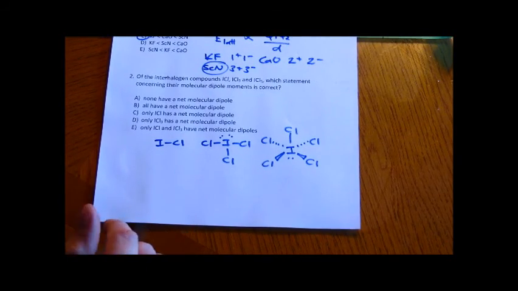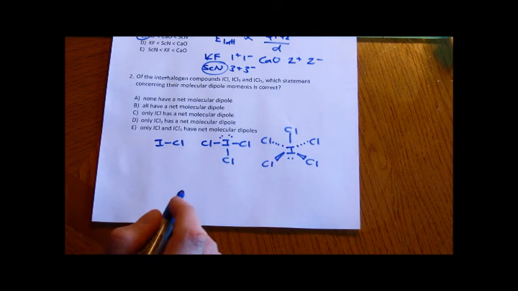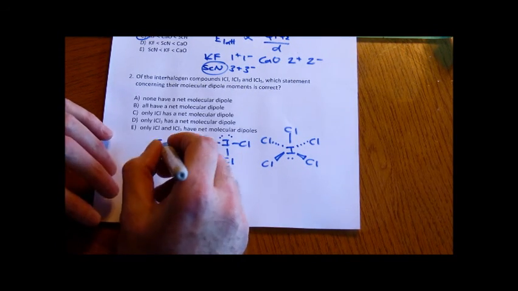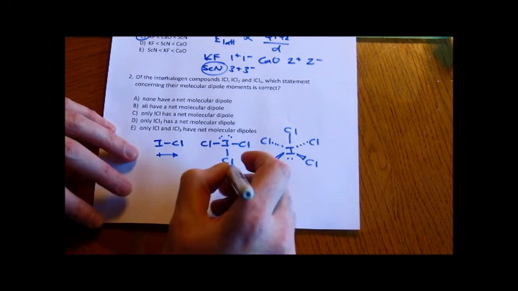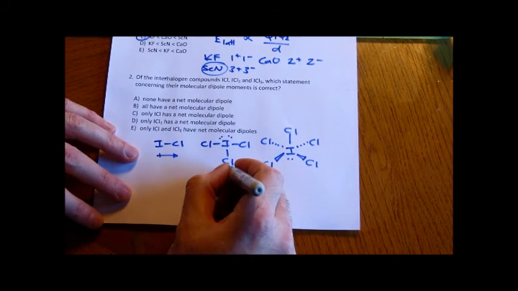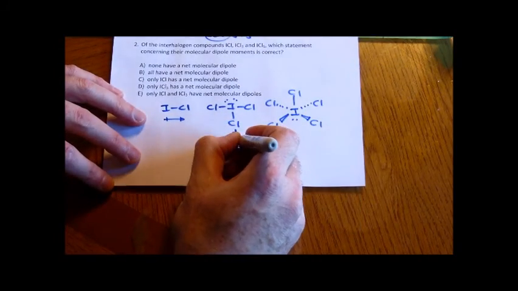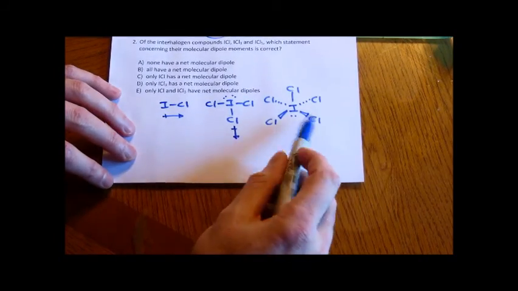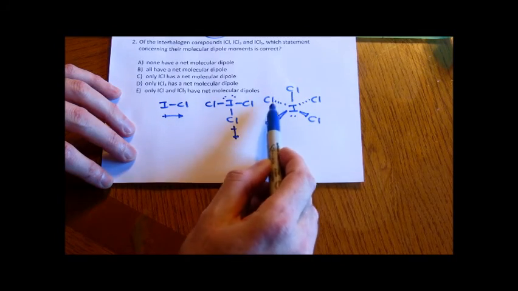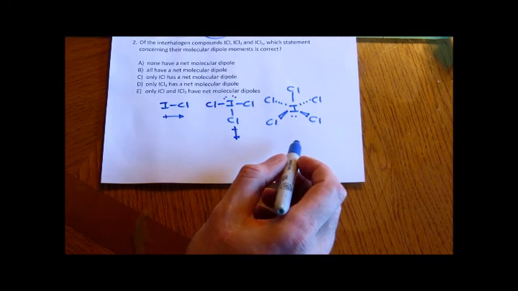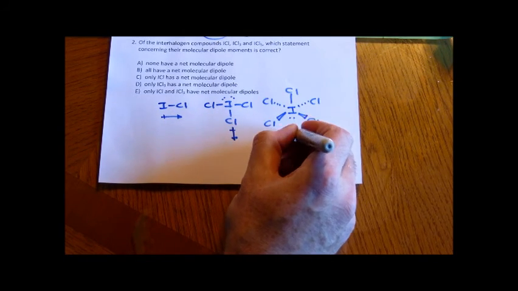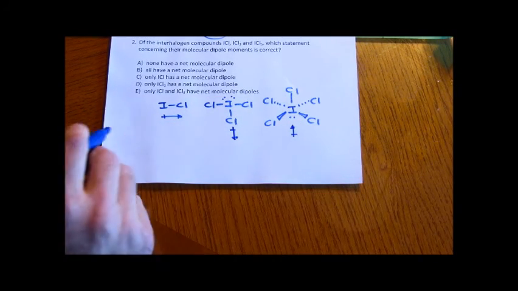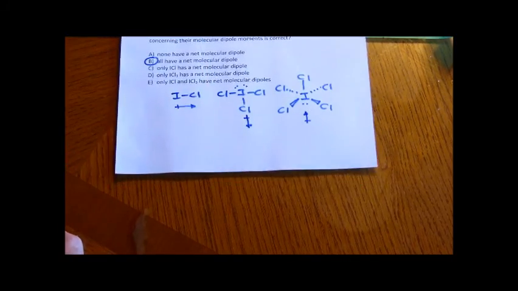So all of these actually have molecular dipoles. Remember that we start at the positive end and go towards the negative end, so the dipole in this case points in this direction. Here these two cancel out, so the dipole points downwards, and finally the 4 in this plane here all cancel each other out, and you're just left with the same molecular dipole as we had in ICl. Okay, so all of these have net molecular dipoles. The answer is B.